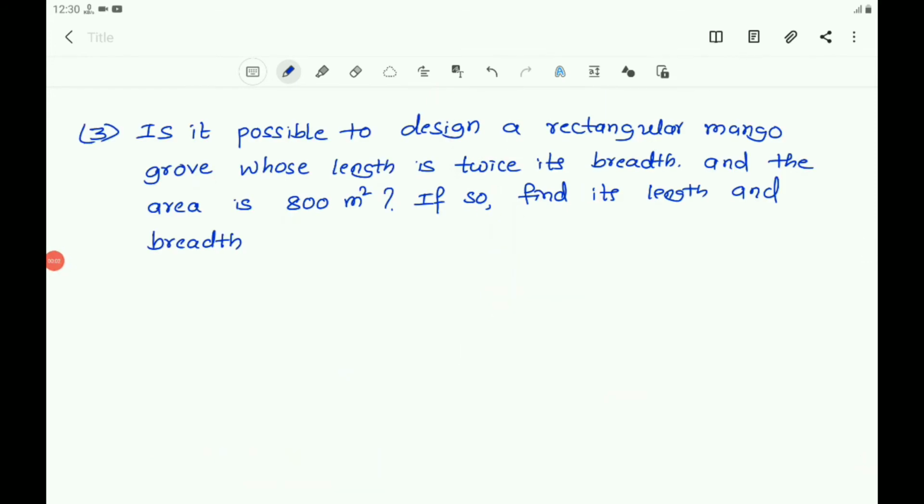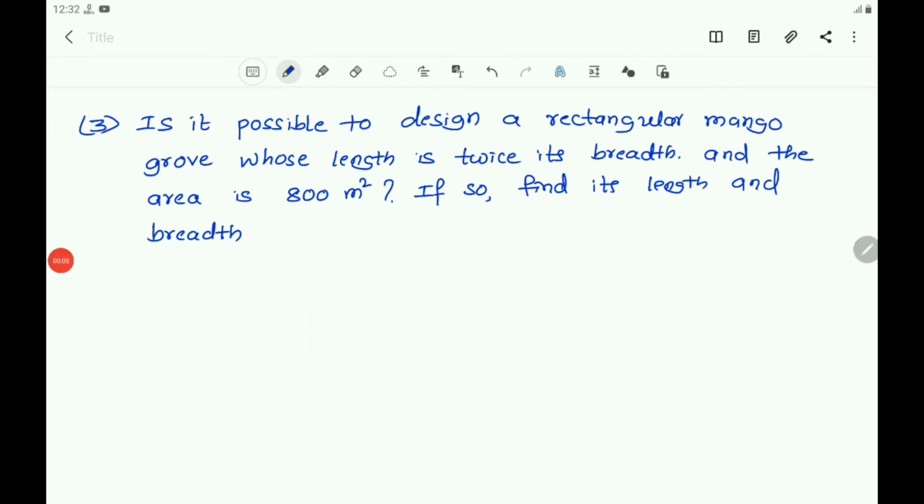Third question: is it possible to design a rectangular mango grove whose length is twice its breadth and the area is 800 m square? If so, find its length and breadth. Here, what we have to find out? We have to find out whether it is possible to design a rectangular mango grove whose length is twice its breadth. Now let us form the quadratic equation according to this situation.